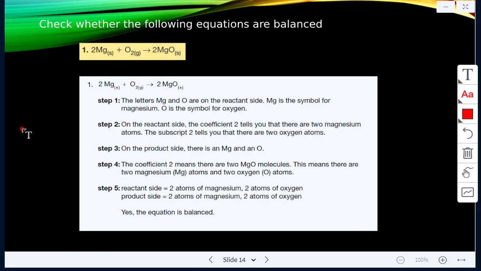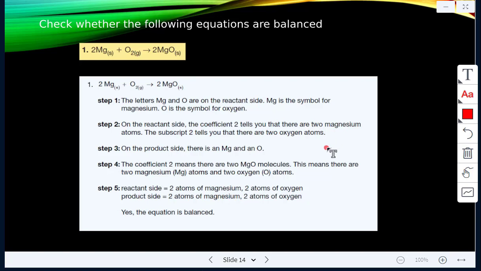Okay, so we're looking at this next example here. We have 2 Mg plus O2 produces 2 MgO. We have to check if it's balanced. Step 1, what are the elements? On the reactant side, we have Mg, which is magnesium, and O, which is oxygen. Step 2, how many? We have to count them. Mg has a coefficient of 2, so that means there are 2 magnesiums, and oxygen has a subscript of 2, that means there are 2 oxygens. All right, so 2 magnesiums and 2 oxygens on the reactant side.